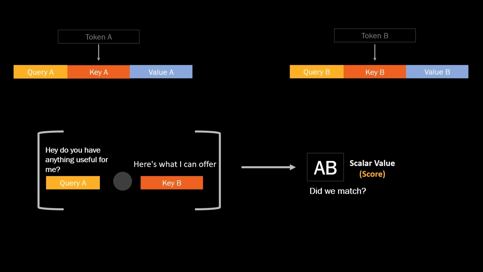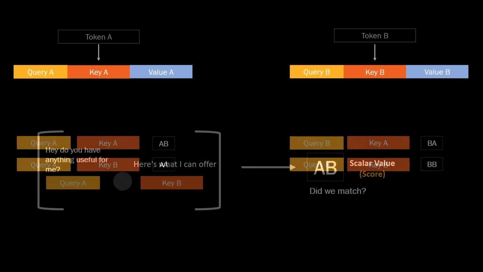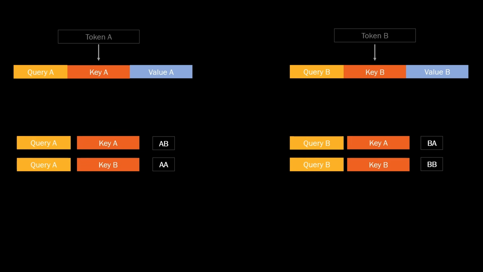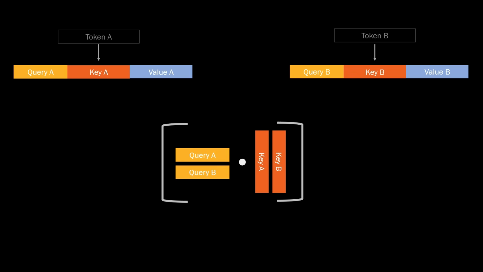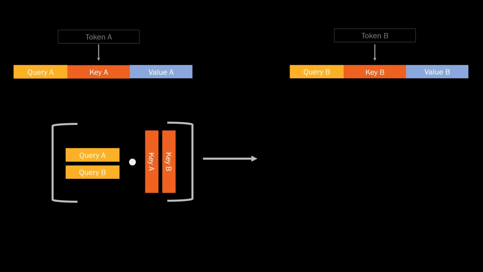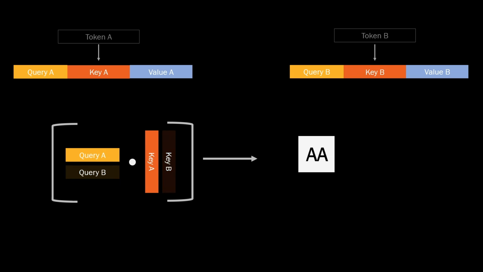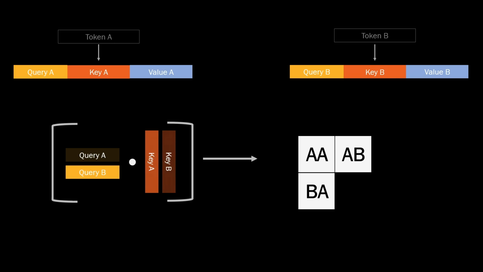This score tells us how well token B matches token A, in order to help create a new representation for token A. Each token follows this process, asking itself and all other tokens for scores to determine how much they match. A simple and efficient way to do all of this at once is by performing matrix multiplication between the query matrix, which contains all tokens' query vectors, and the key matrix, which contains all tokens' key vectors. We first transpose the key matrix and then perform matrix multiplication. The result is a set of scores that each token receives from all other tokens.